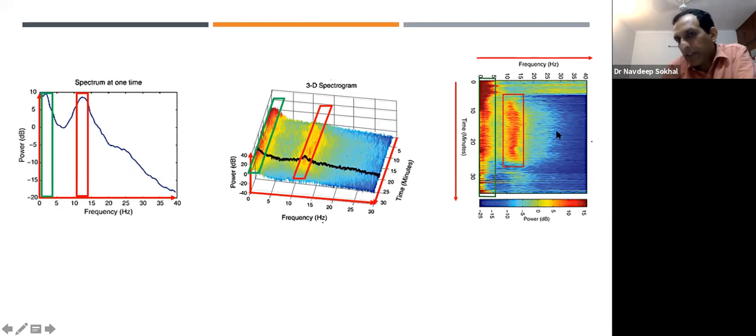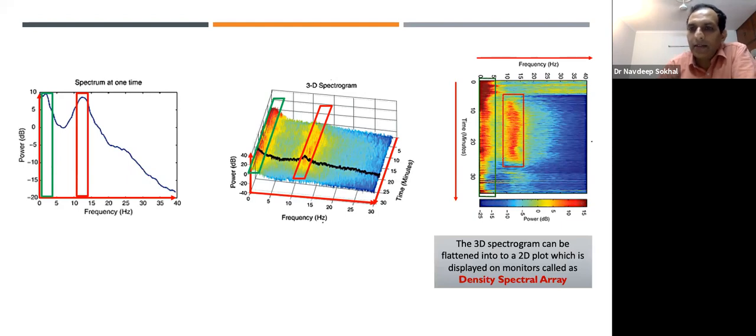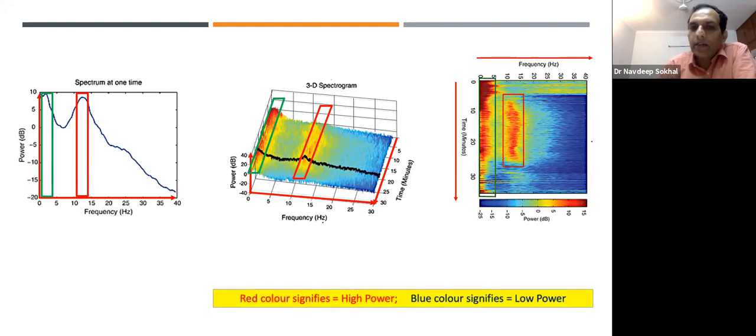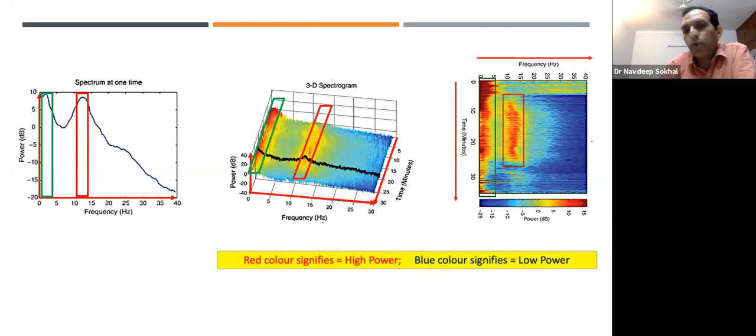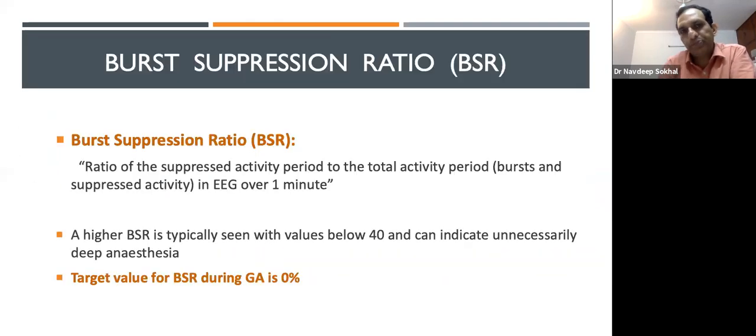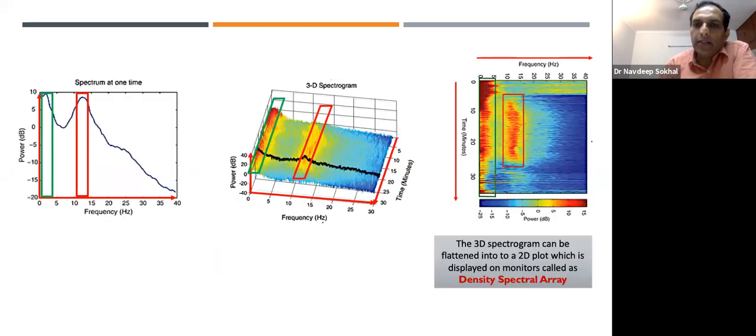So as the patient becomes anesthetized, this power spectrum, this red color, moves towards lower frequency, and as the patient becomes awake, these colors will shift towards the right, that is higher frequency, and this can tell you about the depth of anesthesia. I hope the things are clear. And this red color will signify high power and blue color will signify low power. Having understood this, now we can easily understand.